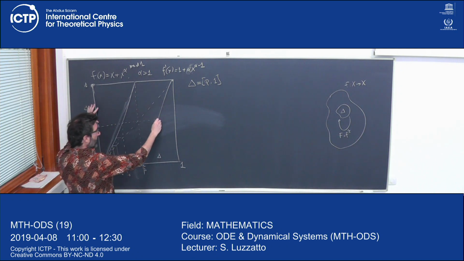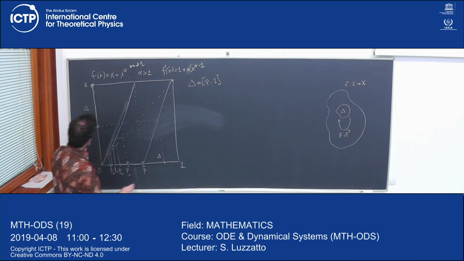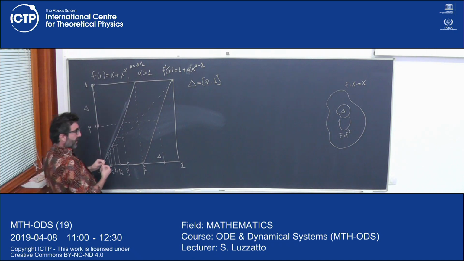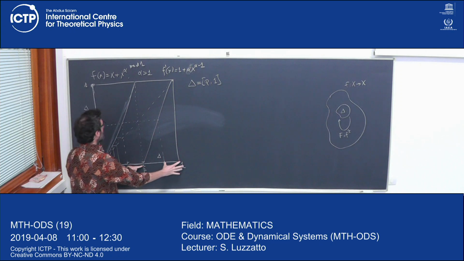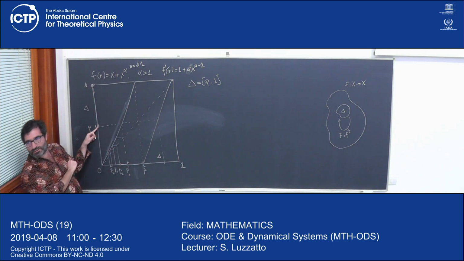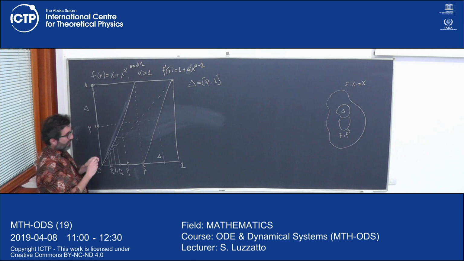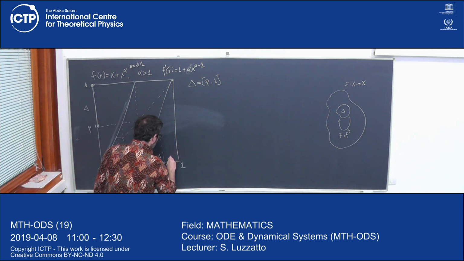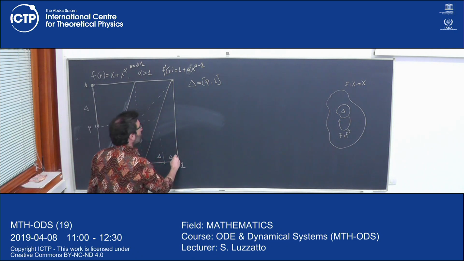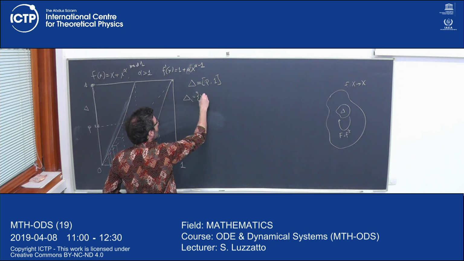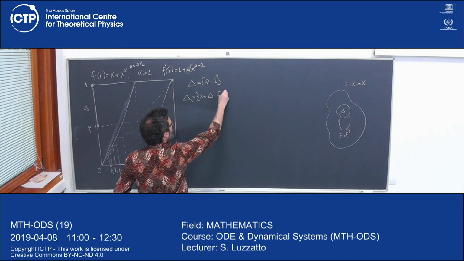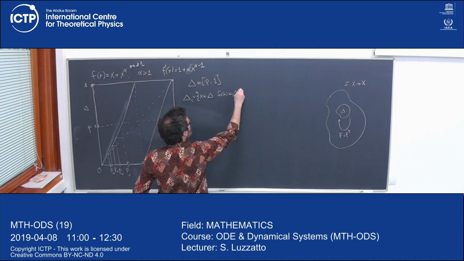So here is delta, right? And here is not delta. When you look at the image of delta, it maps onto 0, 1. This part here maps exactly to delta itself, bijectively. Okay, so let's call it delta 1. Delta 1 is equal to the set of x in delta such that f of x belongs to delta.